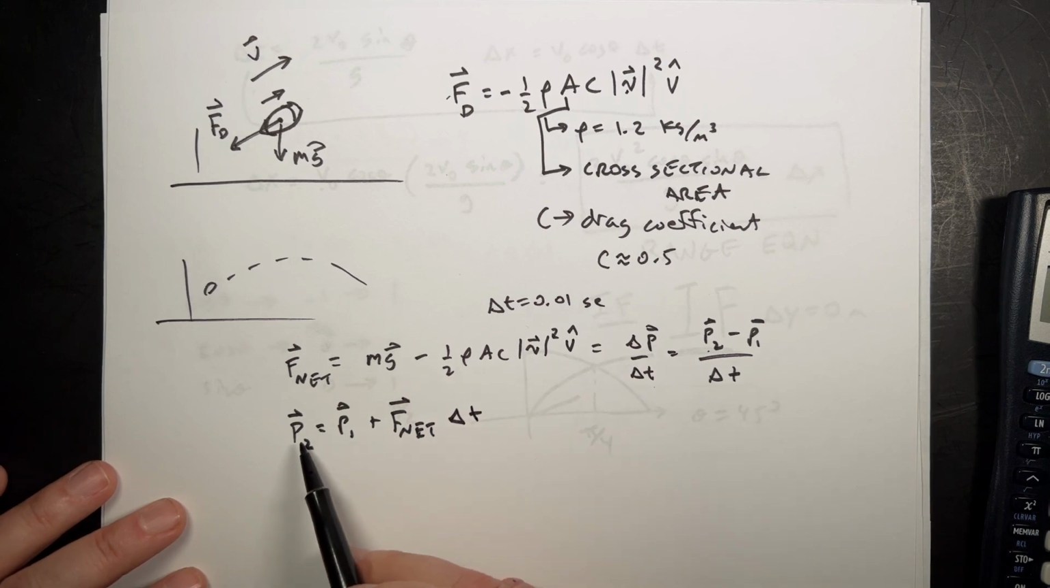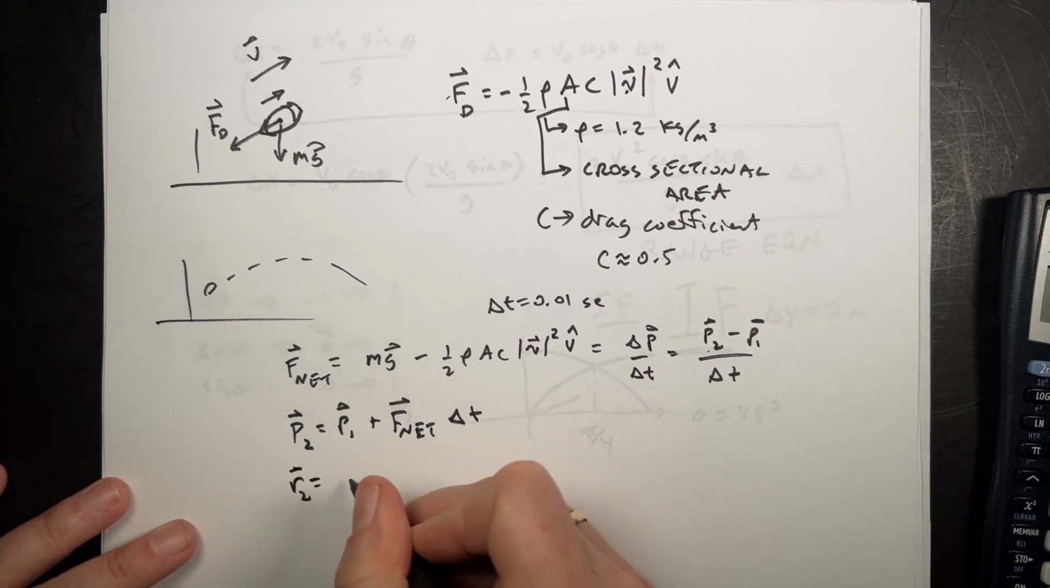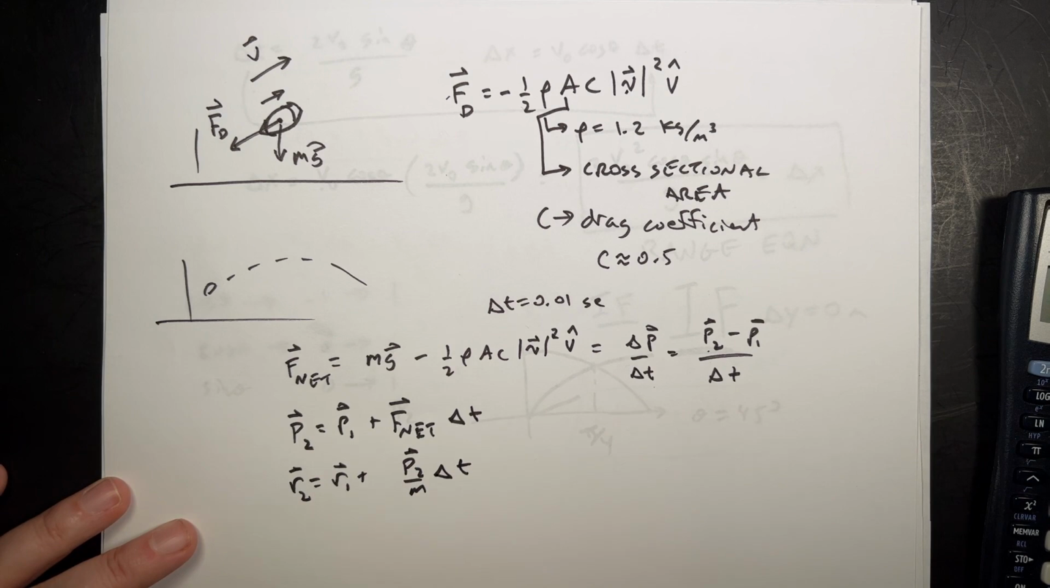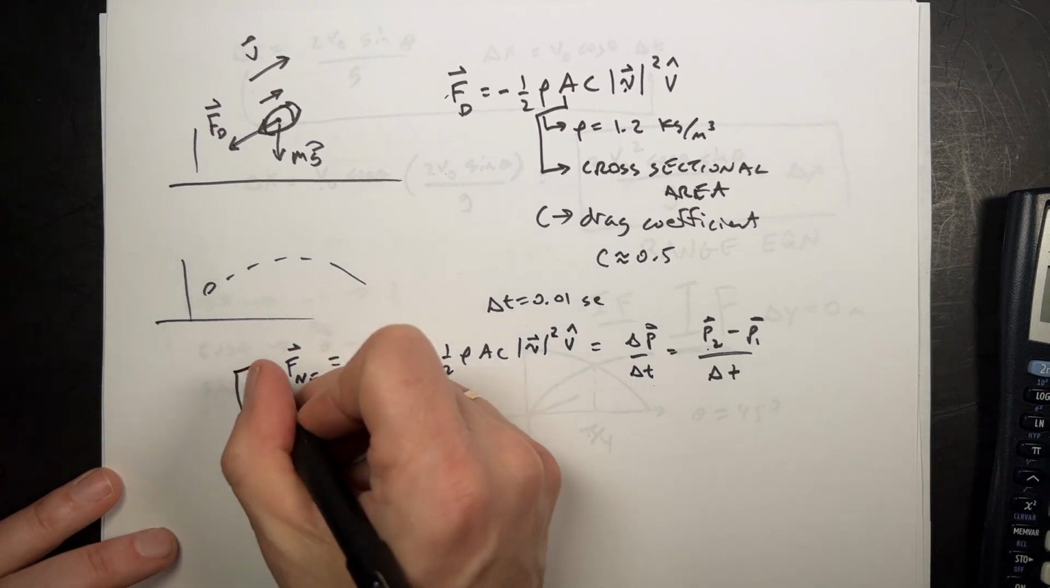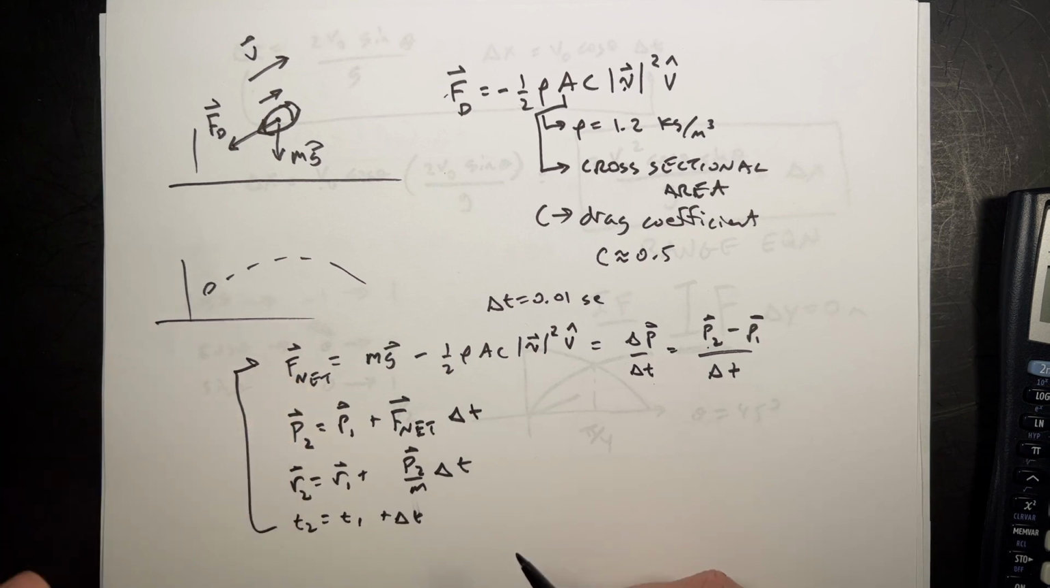And then I can use this momentum to find the new position. R2 equals R1 plus P2 over M delta t. That's the average velocity. It's not, but it's close enough. And then I can update the time. T2 is T1 plus delta t, and then I can go back up here. Now I know a new velocity. I have a new force. So I need to redo this. And that's what we're going to do.